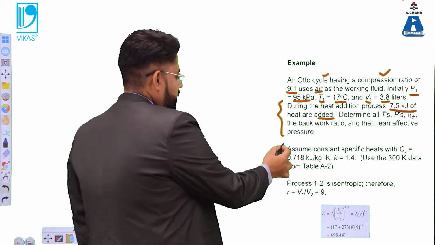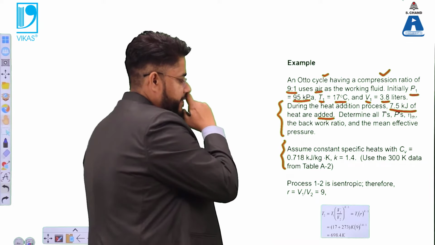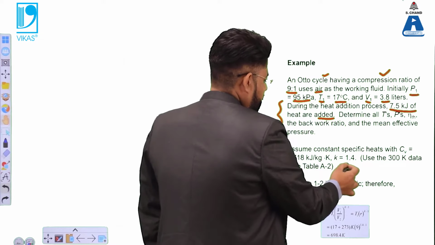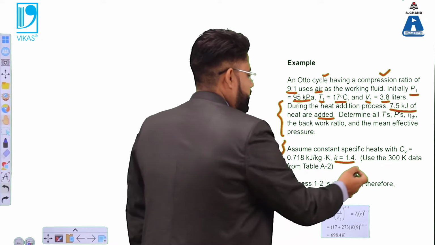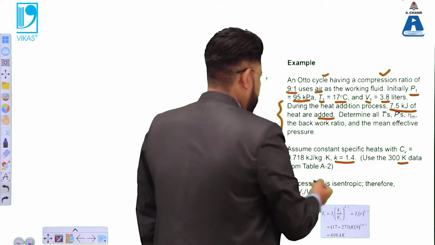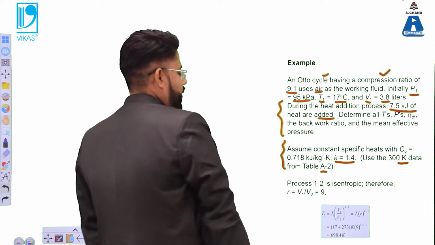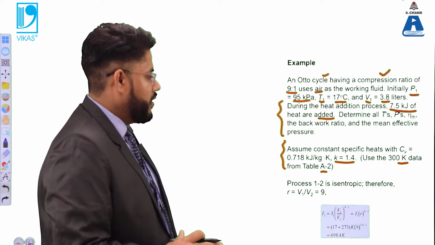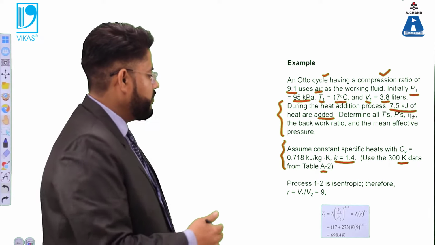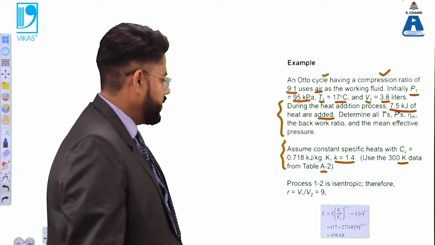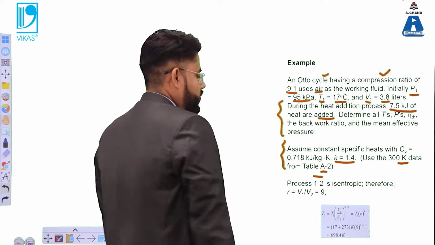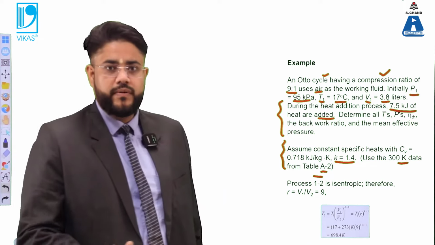And assuming certain values of specific heats are mentioned, like CV is mentioned to us, CP we know, and this constant is there with us, and we need to use this 300 K data from the thermodynamic table, and from there we can interpret these values. Now we'll start with the process 1 to 2. The 1 to 2 process is basically an isentropic process.